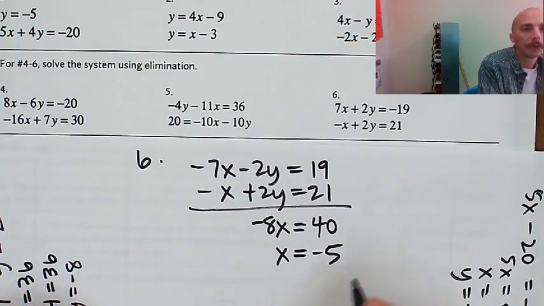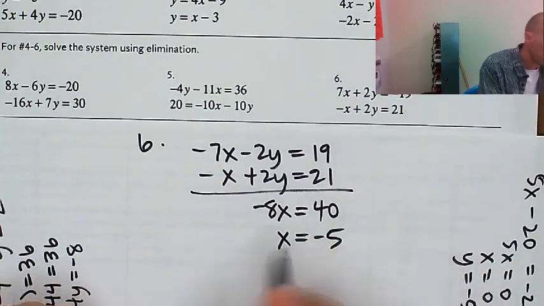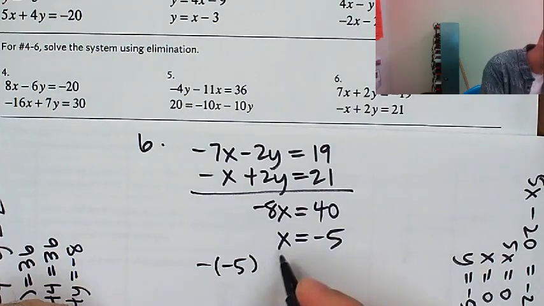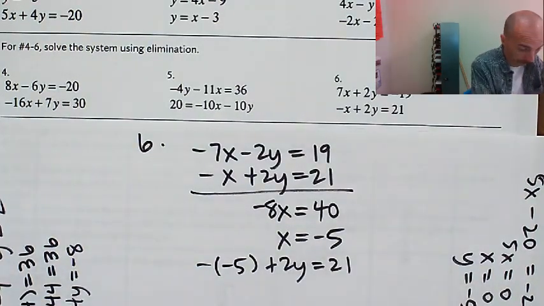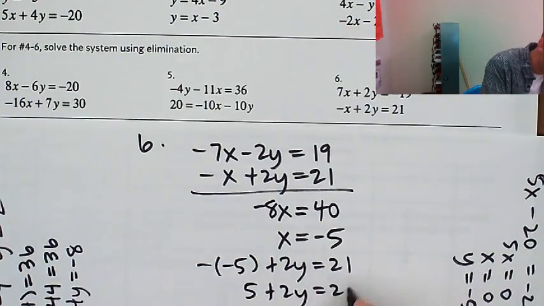And then if I needed to know what the value of y was, I could go back to one of these equations. Maybe this one. Negative x plus 2y equals 21. Right. So this is 5 plus 2y equals 21.